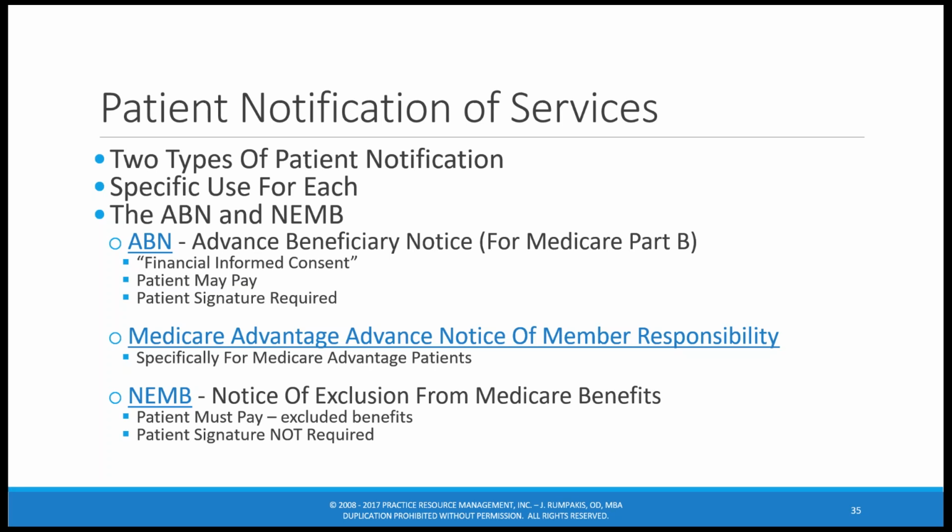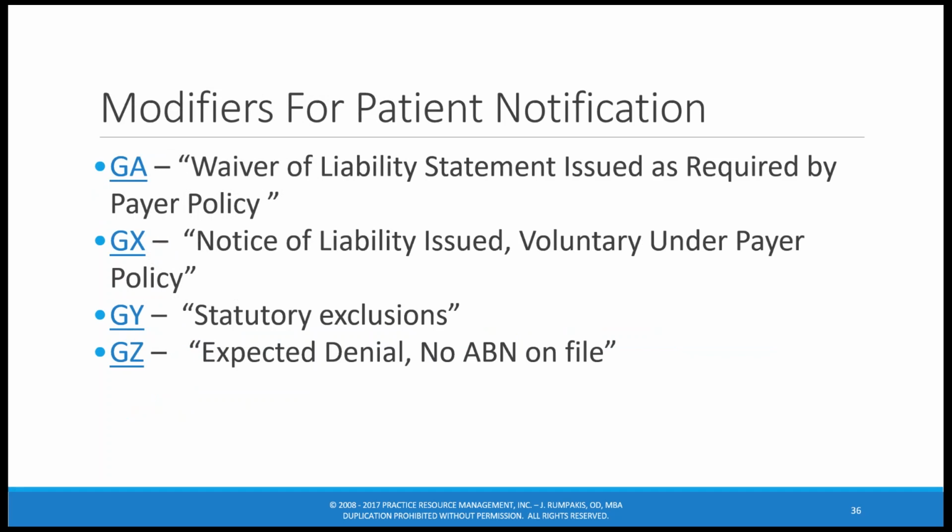All right? And the patient needs to sign it, and then the ABN gets scanned into their electronic medical record. All right? When you're doing that, you need to tell the insurance carrier that you've done your job in explaining this to the patient. So how do you do that? You put a modifier GA on that code.